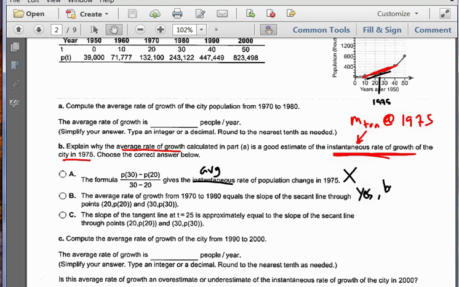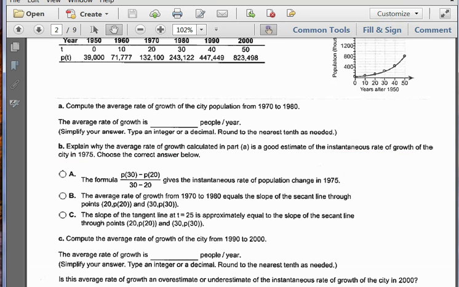But that doesn't explain why this is a good value for the instantaneous rate. So also wrong there. And then option C, the slope of the tangent line at t equals 25 is approximately equal to the slope of the secant line that passes through 20, P20 and 30, P30. Yes, ding ding ding, hooray, that's awesome. That's exactly what we're going for. Slopes of those lines are approximately equal.